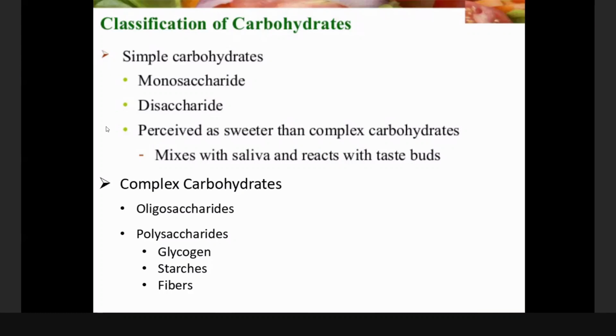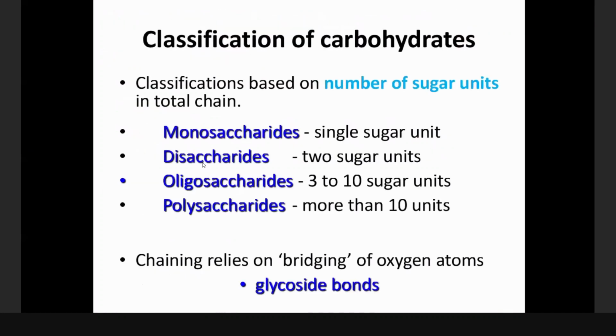Simple carbohydrates are carbohydrates like monosaccharides and disaccharides. They are sweet in taste, whereas complex carbohydrates are oligosaccharides and polysaccharides. We have many ways of classifying carbohydrates. One is based on the number of sugar units in the chain. If a carbohydrate has one single sugar unit, it's named a monosaccharide. If it's 2, disaccharide. If it has 3 up to 10 sugar units, it becomes oligosaccharides. If it's more than 10, polysaccharides.